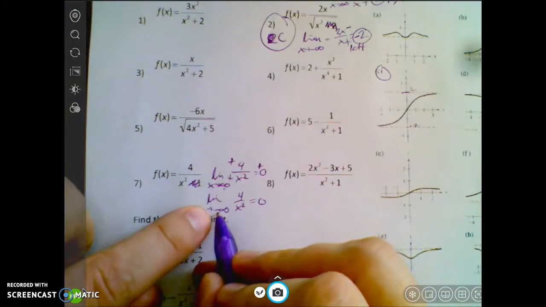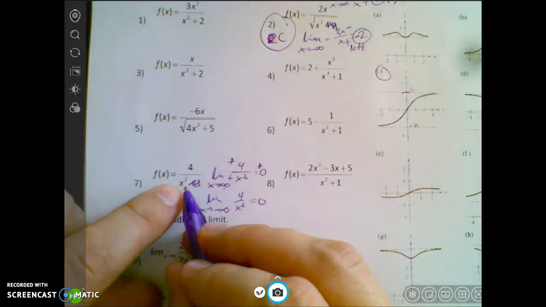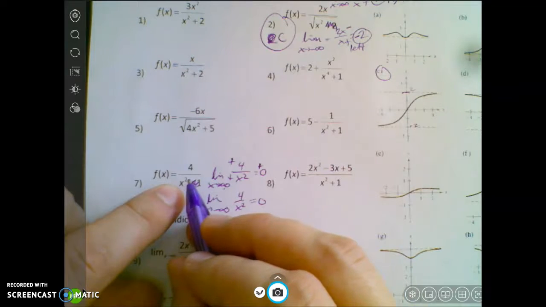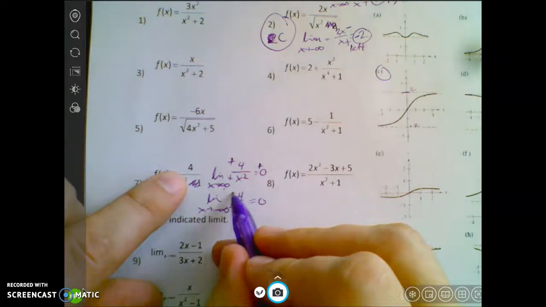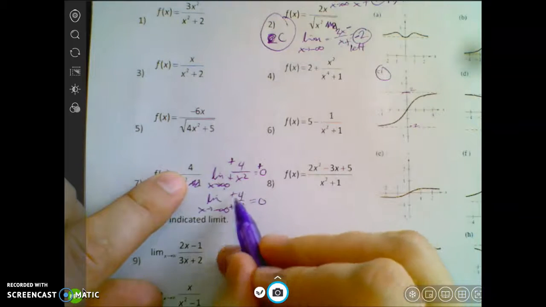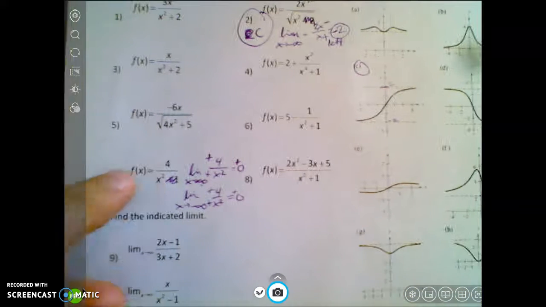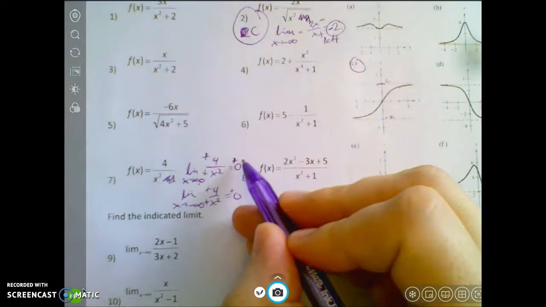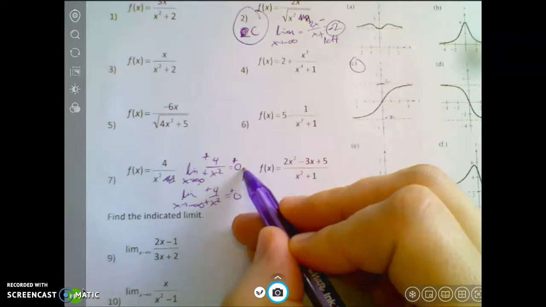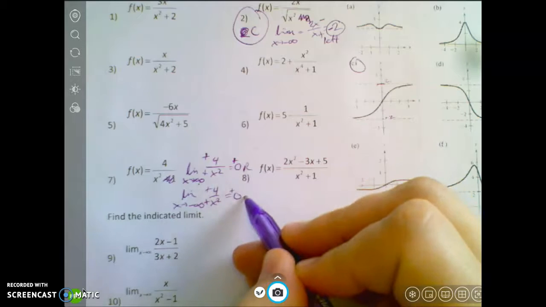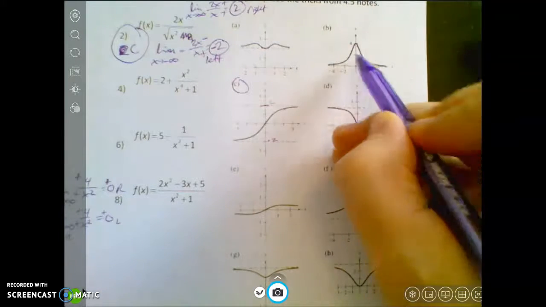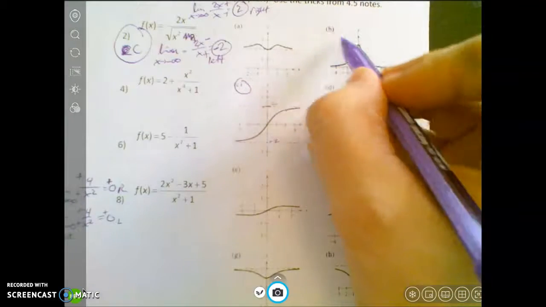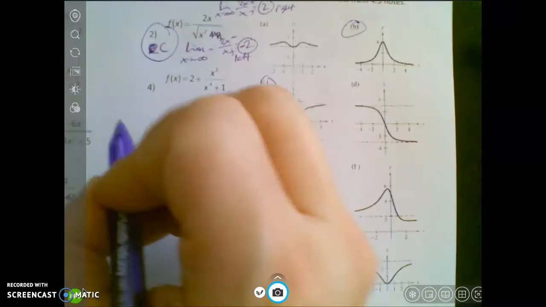Same with if you put a negative infinity in here. If I put a negative infinity there and I square it, it makes a huge positive number on bottom. And it already has a positive number on top. And when you have a positive over positive, it makes it positive. So I want to see the graph that approaches 0 from above, slightly above as you go right, and slightly above as you go left. Okay, so that's this graph. See how it's approaching from above, from above. So B is my answer for 7.